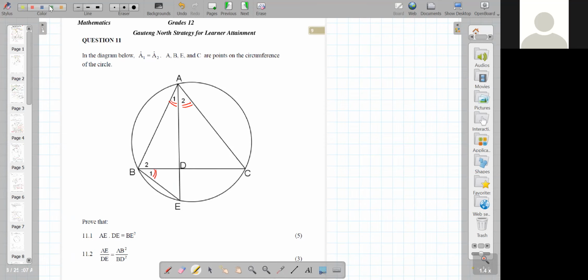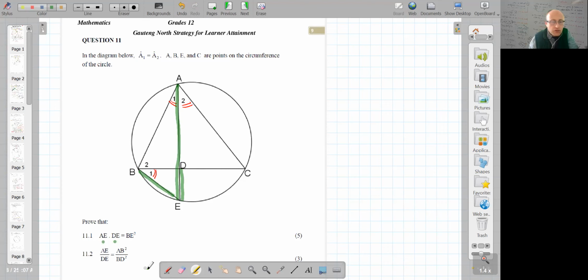Why? Because if you just highlight what we need to write, there is AE. Okay, where is AE? I'll just highlight it. AE is all the way from A to E, and then there is DE. So it's this part, and then there is what? There is BE, and we have like twice BE squared. So that's why I have to focus the triangles on this side here. I must have triangle ABE. I must have a relation between triangle ABE and BDE.